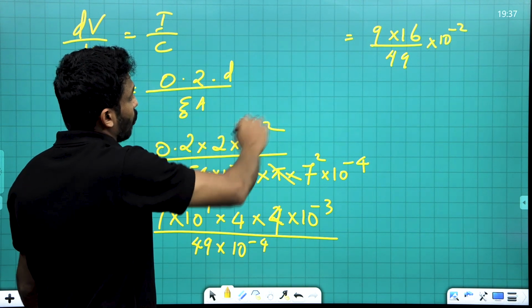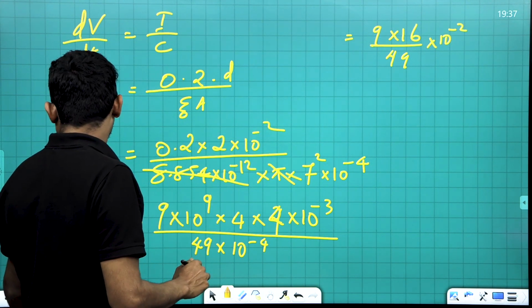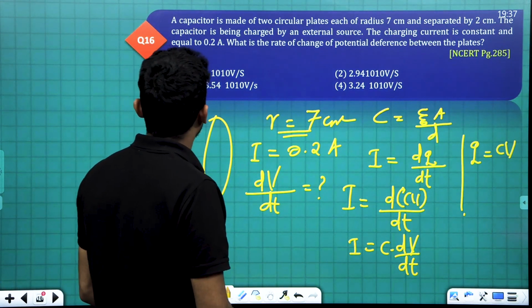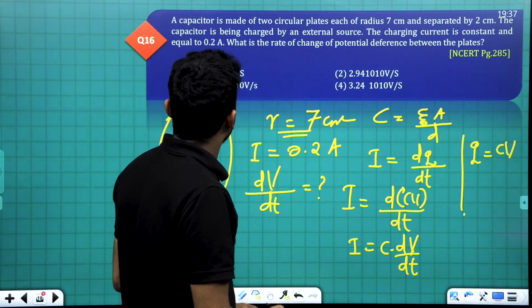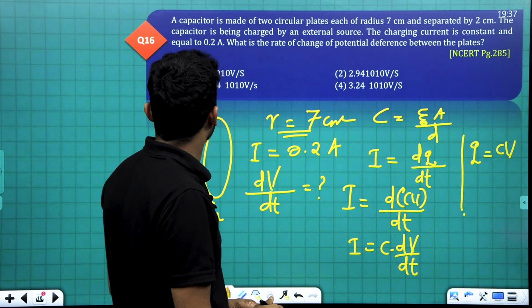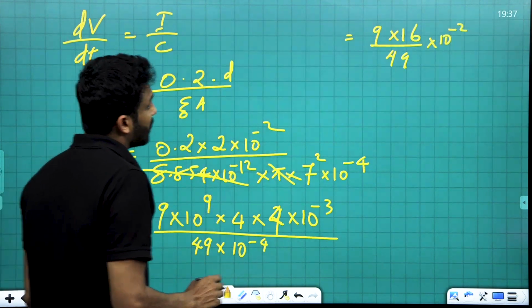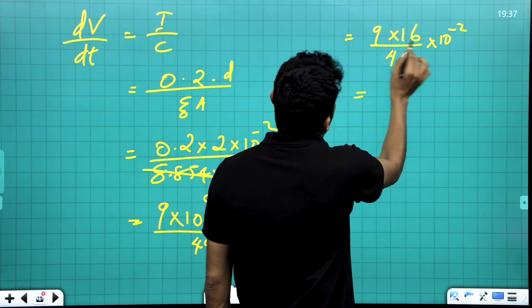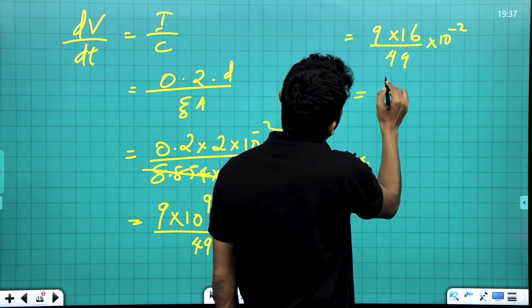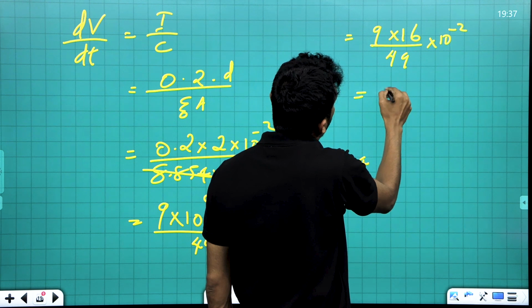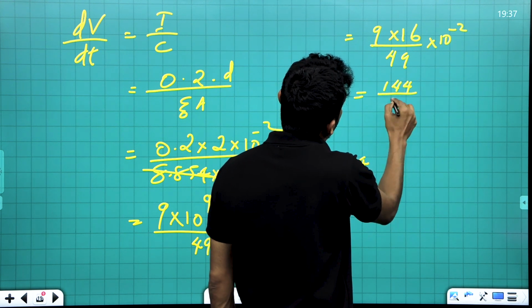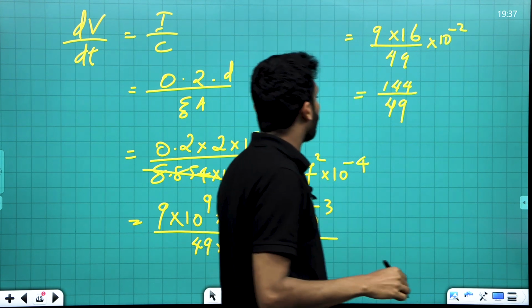10 power minus 2 also. Just nearly 3, then 10 power minus 2. Okay. Then what the answer is? This is just greater than 3, no? This is 9 into 40. 9 into 16 is 90 plus 54. That is 144 divided by 49. Okay.